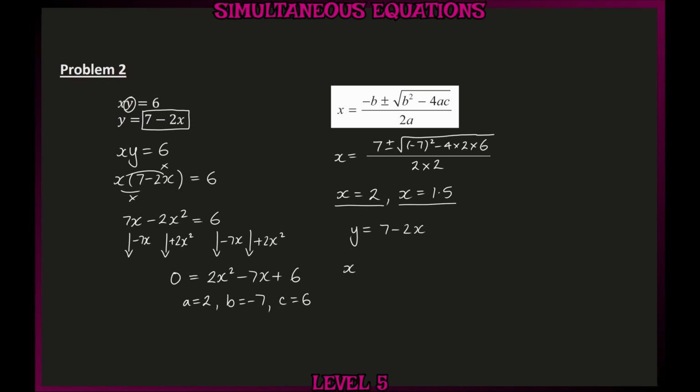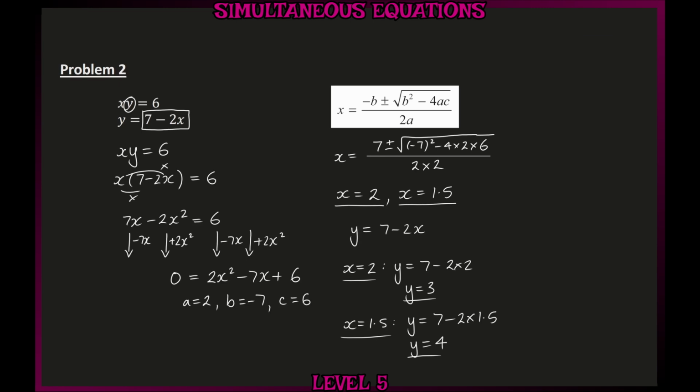So starting with x equals 2, we have y is equal to 7 minus 2 times 2. And 7 minus 2 times 2 is 7 minus 4, which is 3. So y is equal to 3, matches x equals 2. If we now make x equal to 1.5, we have y is equal to 7 minus 2 times 1.5. And 2 times 1.5 is 3, 7 minus 3 gives us 4. So y equals 4 matches x equals 1.5.